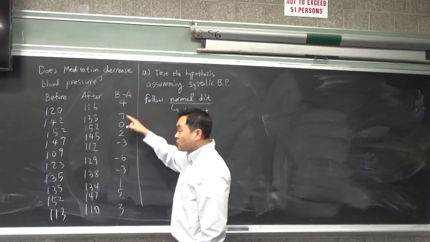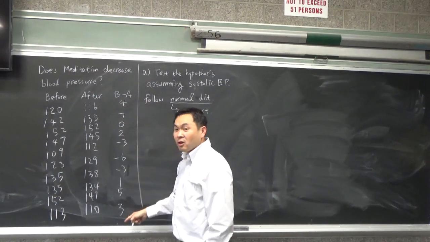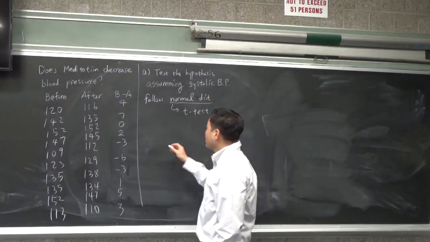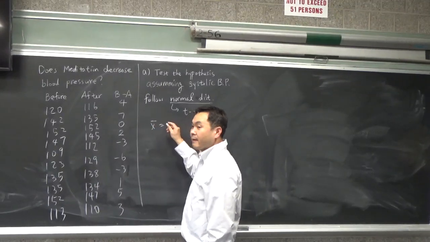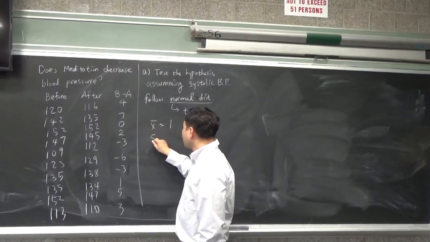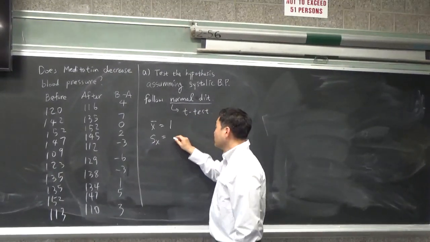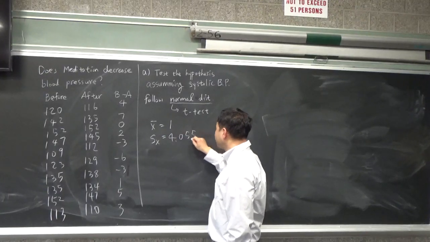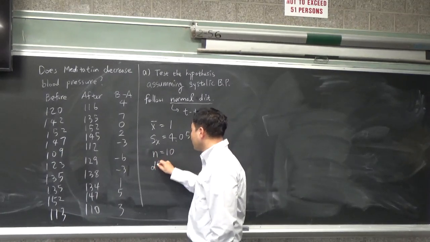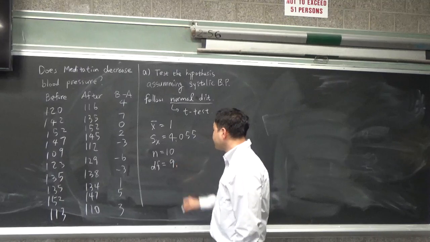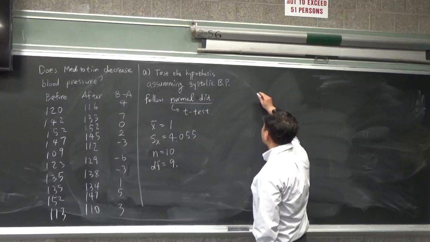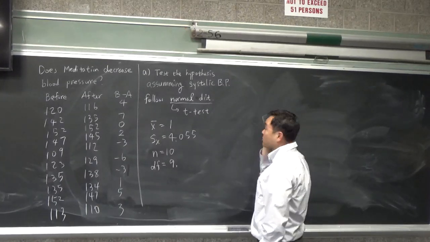All right, so what you want to do is plug in those numbers into L1 in your calculator and do one variable statistics, and that gives you X bar as what? 1. Oh, yeah, that's simple. Okay, and then your Sx is? 4.055. Okay. And our N is 10, so degrees of freedom is? 9. Okay. With all this given information, we can start the 4-step process of the hypothesis testing.